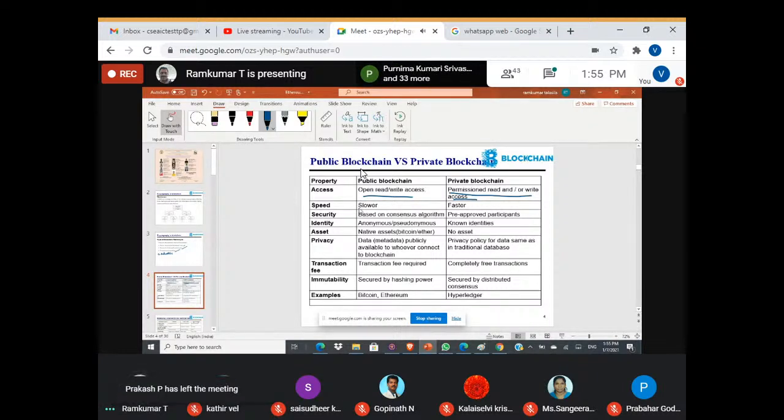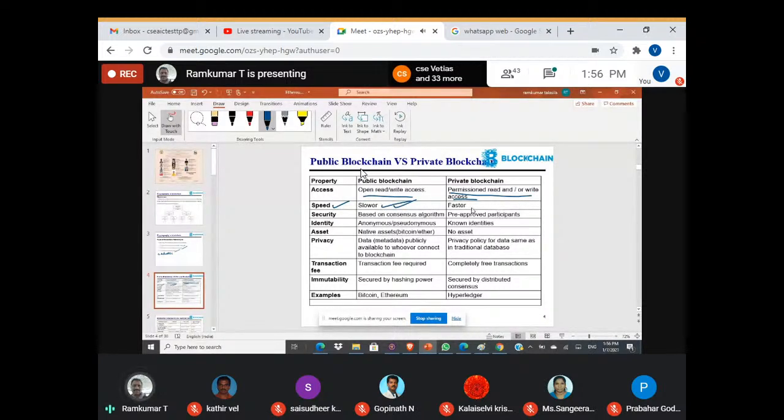Suppose I am talking about the speed, right? Since it is a public blockchain, there are thousands of nodes available in the network. Because of that, the system might be slower. The entire transaction should be submitted and it should be confirmed. I think you have already discussed the consensus algorithm. To get the confirmation, it will take some time, maybe 10 minutes or 5 minutes. That is the case of public blockchain.